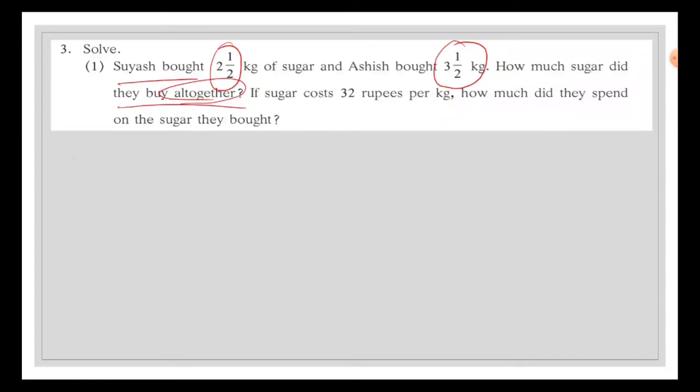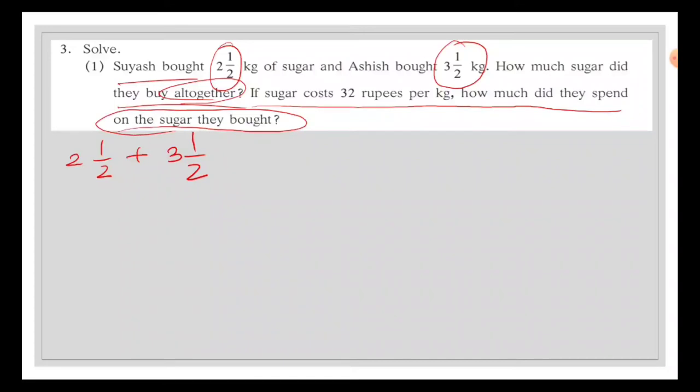Okay, so 2 1 upon 2 plus 3 1 upon 2. This is the first thing we have to do over here. Okay, next is, if sugar costs 32 rupees per kg, how much did they spend on the sugar they bought?